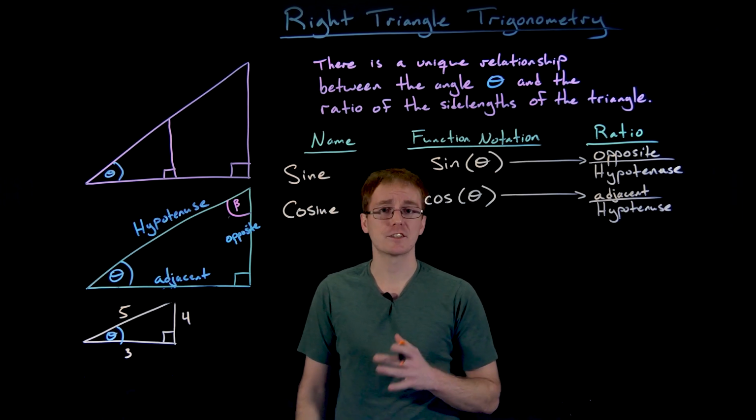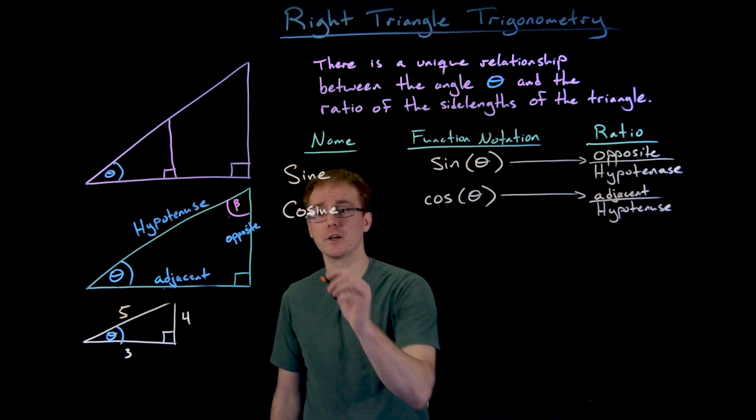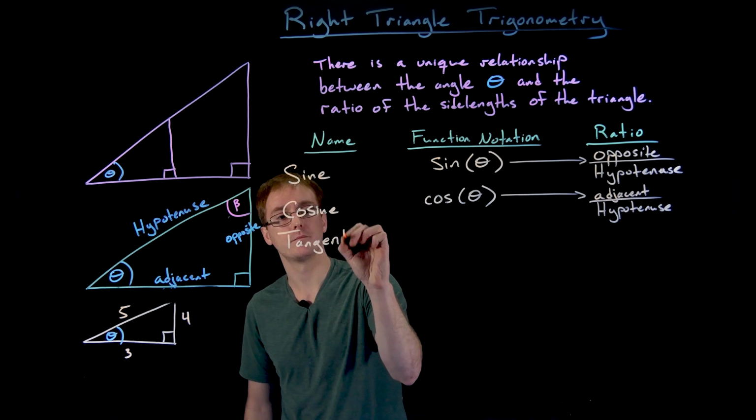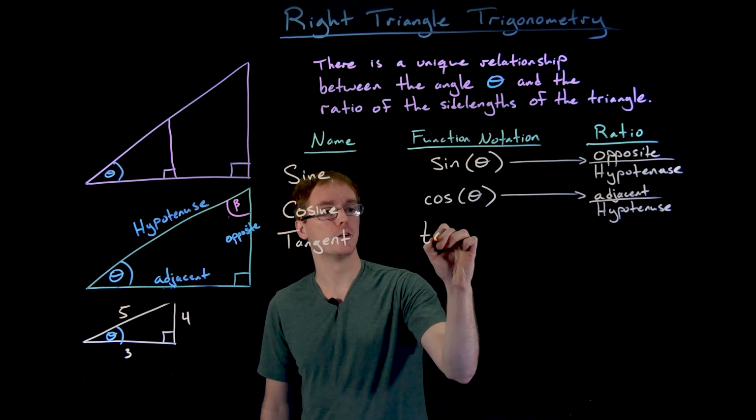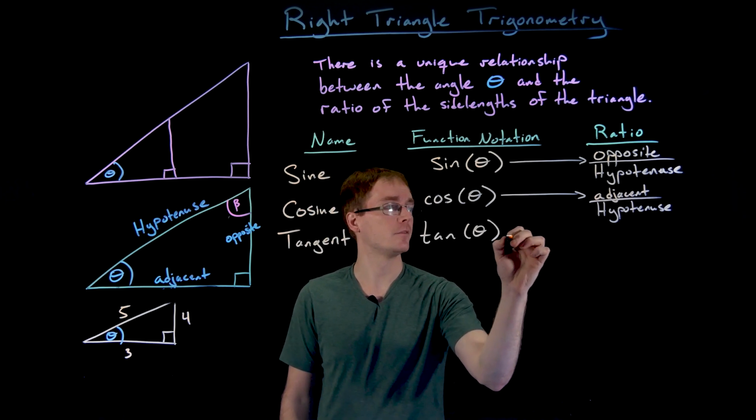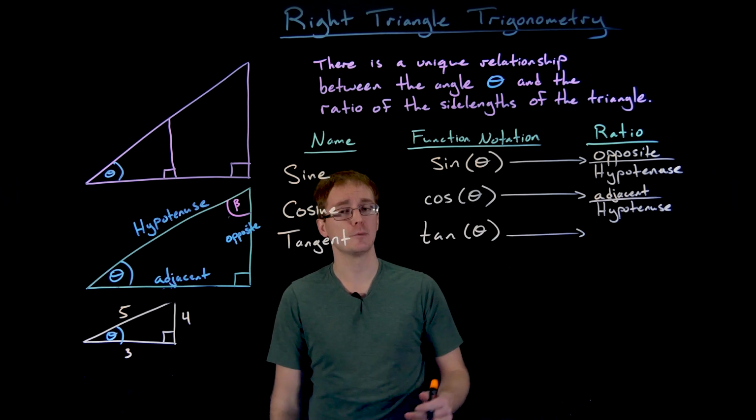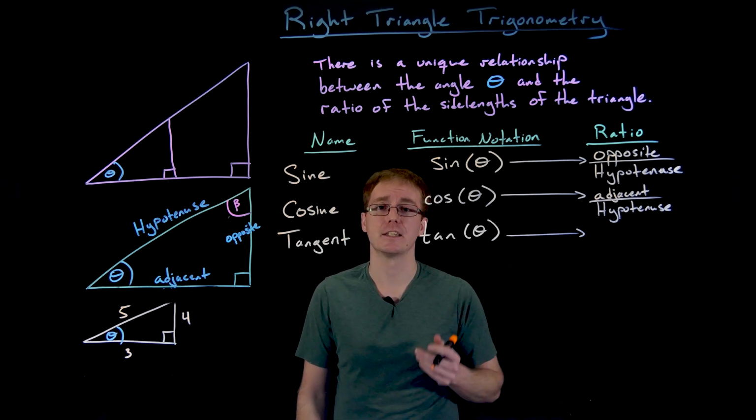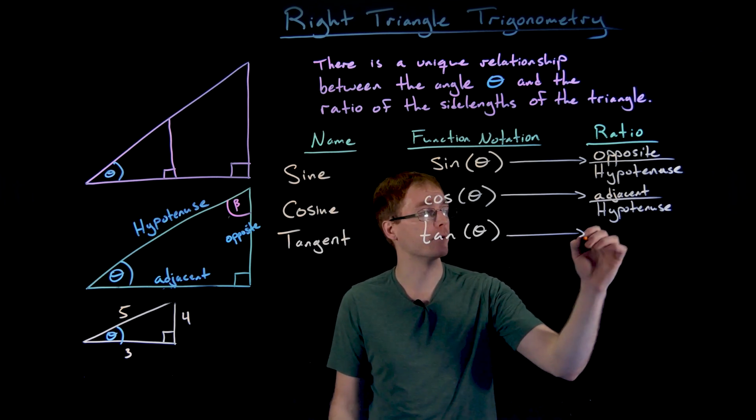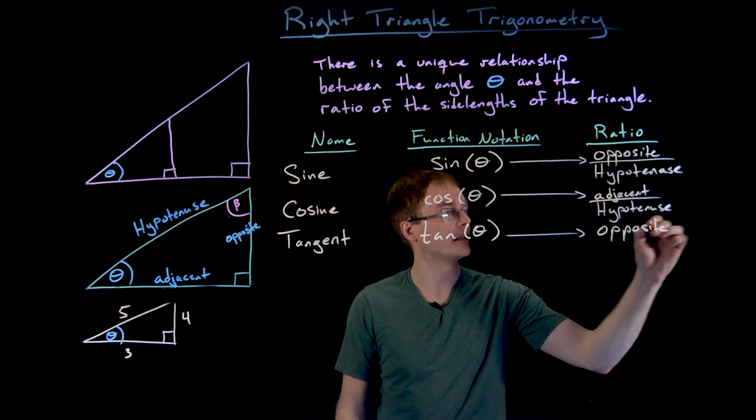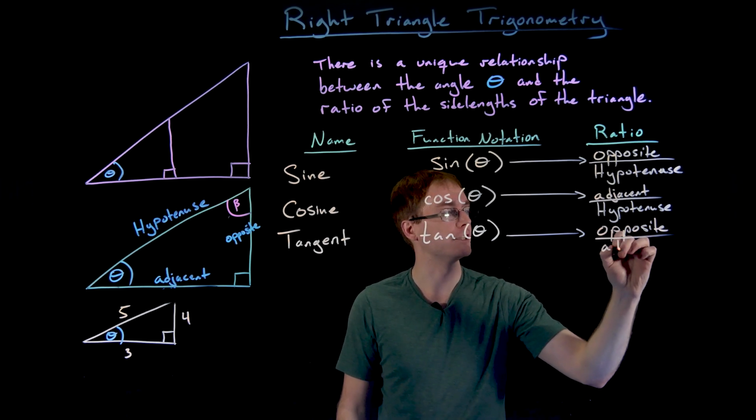All right, so our next trig function, 2 down, 4 to go, is our tangent function, or ratio. We denote tangent using function notation as tan of theta. Tangent is the opposite side length of our angle theta divided by the adjacent side length with respect to our angle theta. Or the shorter way of saying that is tangent is opposite over adjacent.